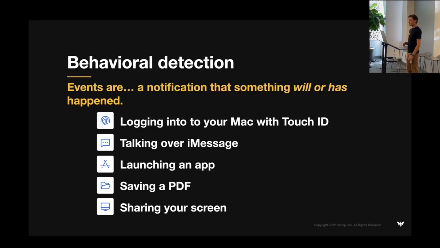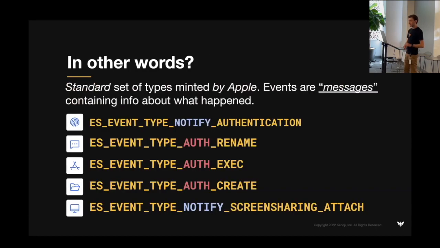So different types of events might be like logging into your Mac with Touch ID or saving a PDF. These are all atomic actions that can be resolved in terms of events. However, something like sharing your screen, that could be a composite of several different types of events, largely coming from user space. So we wouldn't really be able to authorize that activity.